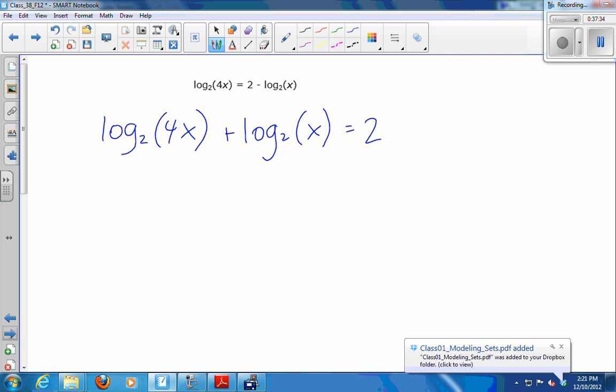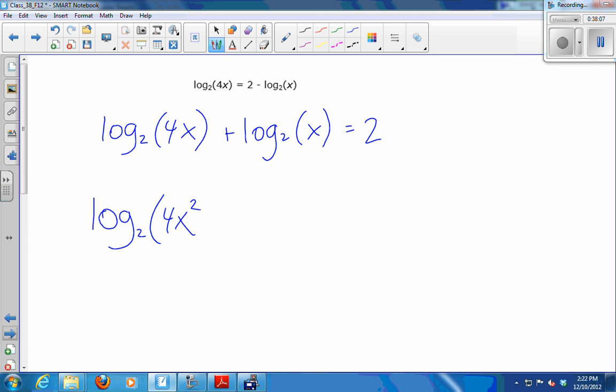Okay, so now I have two logarithms added together. They're the same base. Can I combine them into a single logarithm? It's not log base 2 of 5x. You can't add the 4x and the x, but log base 2 of 4x squared. This is one of the properties we learned last class. To combine these into a single logarithm, I combine them using multiplication. Multiply the two inputs, 4x and x, and that will combine them into a single logarithm.